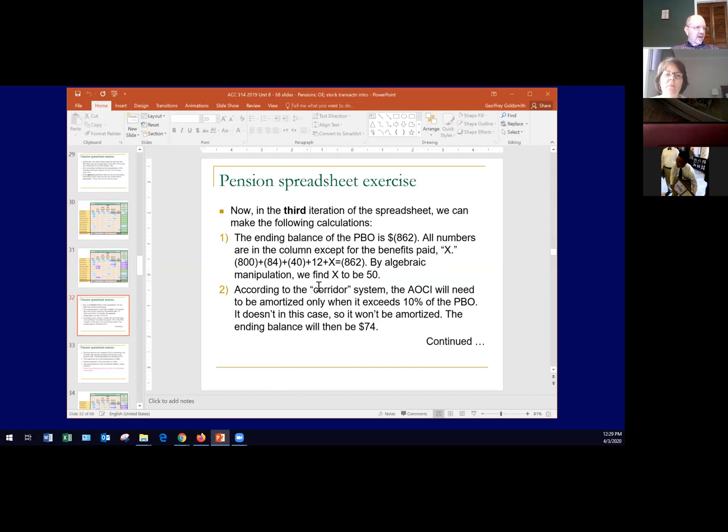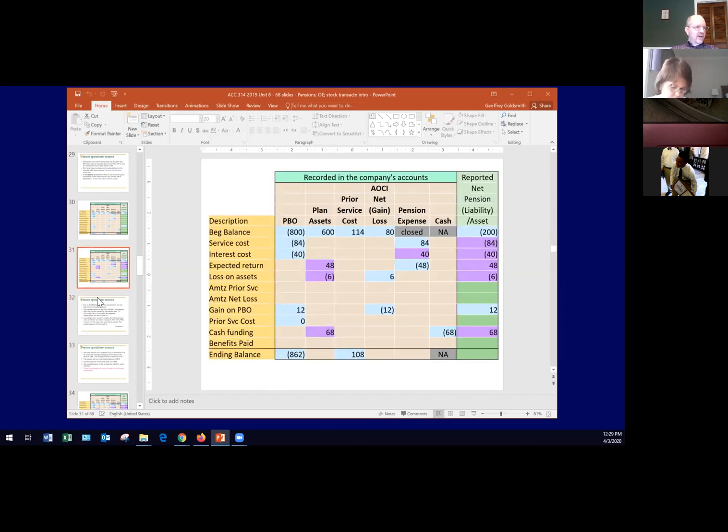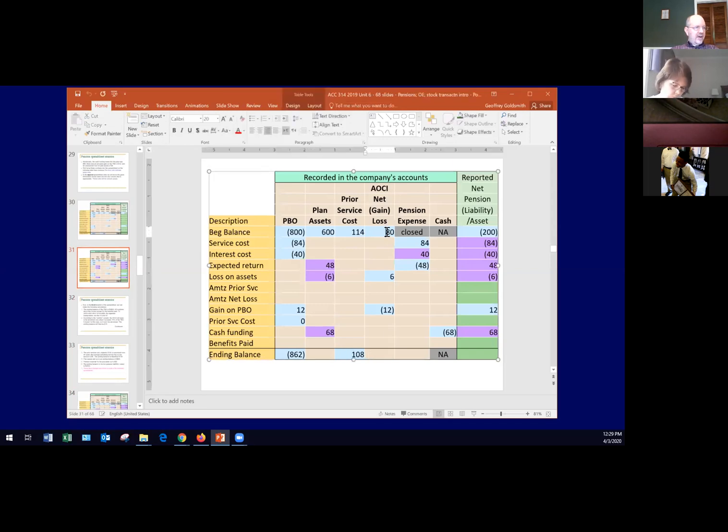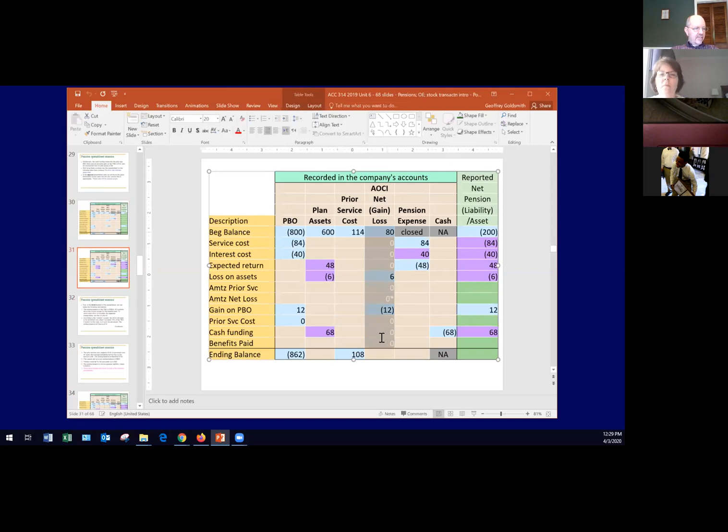Second, according to the corridor system, the AOCI will need to be amortized only when it exceeds 10% of the PBO. It doesn't in this case, so it won't be amortized. Let's go back and take a look here. What would we get if we added up this column? We get 74 million.